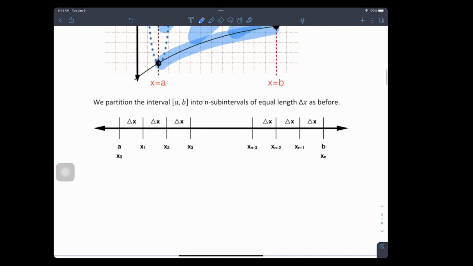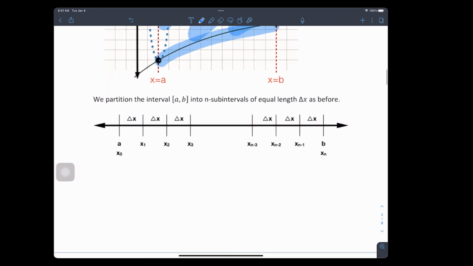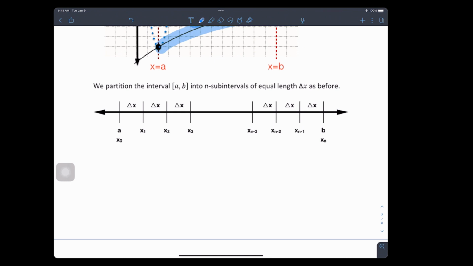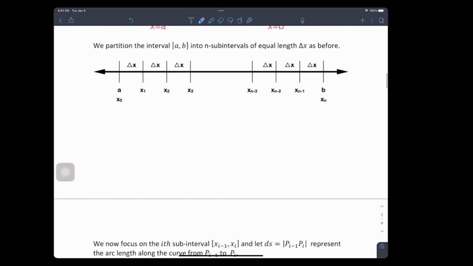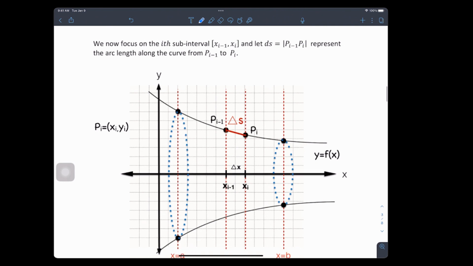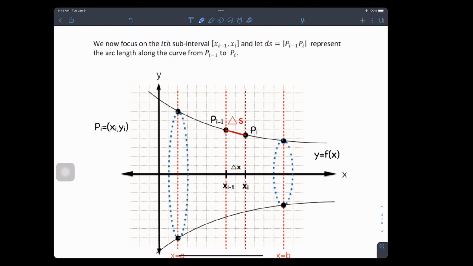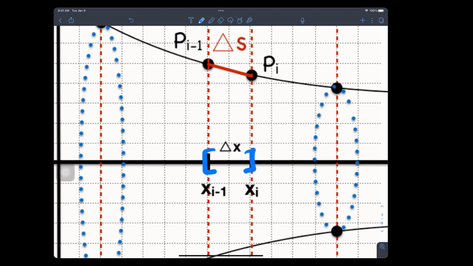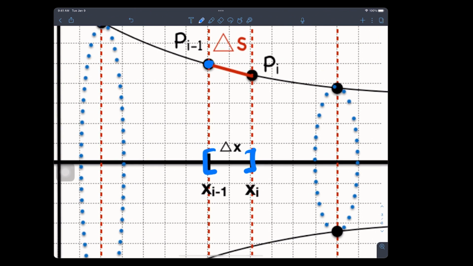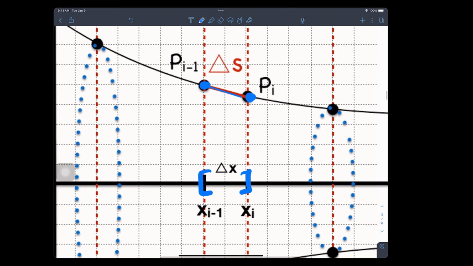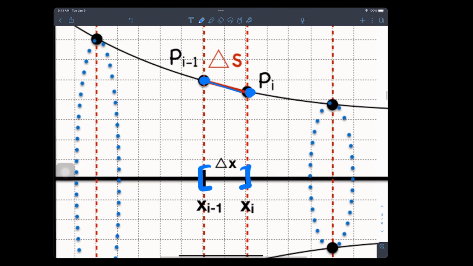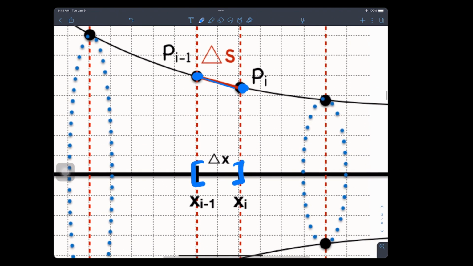But if we look at the details again, to partition the x-axis into n subintervals of equal length delta x, that whole partition and idea. This is really the details here. You're going to always focus on this ith subinterval here. And so you got P1, you got P2. This is that small delta S, the distance from P(i-1) to Pi. So we always focus on that ith subinterval.